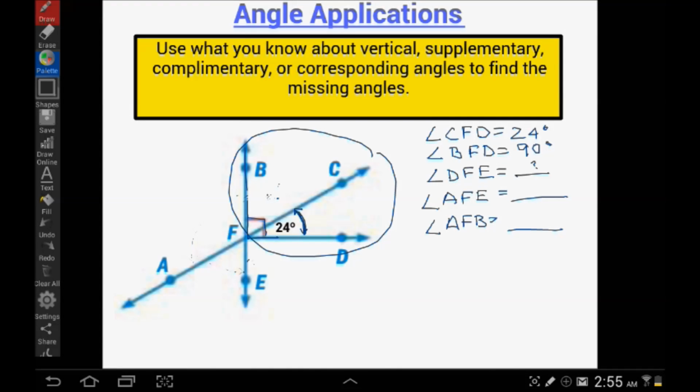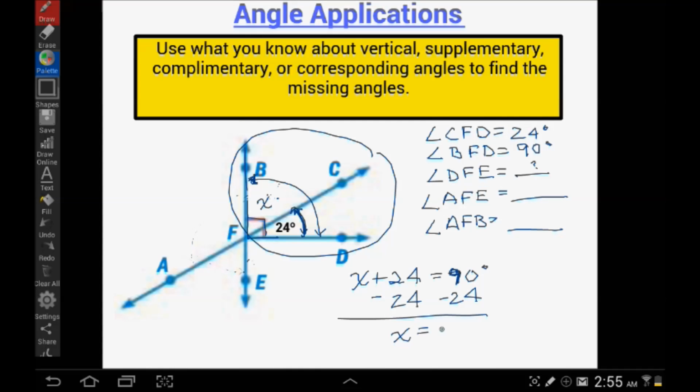Okay, we know that this is 24 degrees right here, and we know that this entire angle is 90 degrees. So based on that information, we can probably figure out what this angle is right there. Together, those are complementary. Complementary means 90 degrees. So we have x plus 24 equals 90 degrees. Take away 24 from both sides, inverse operation, and then you get x equals 66 degrees.